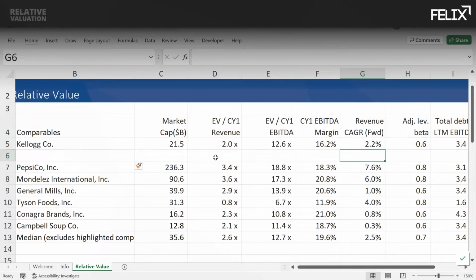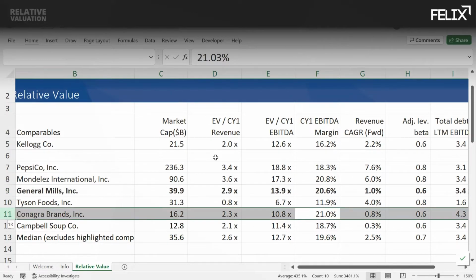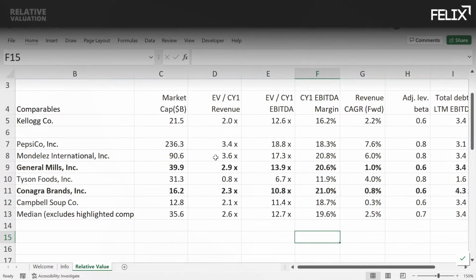So if I look at the growth rates here, certainly PepsiCo and Mondelez are growing much faster. General Mills is pretty similar. Tyson is faster. Conagra Brands is pretty similar. So if I didn't have a value for Kellogg, I probably would put someone like General Mills and Conagra Brands as my two comparable companies that I'm going to use to value Kellogg, if it was a private company.